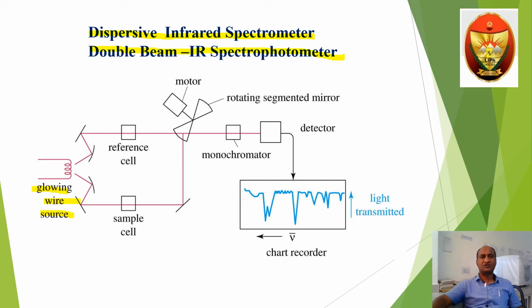Whenever we use the term dispersive infrared spectrometer, in that instrument there will be a monochromator like a prism or grating, that is converting the polychromatic light to monochromatic light. And as the word double beam is there, you have to remember that there are two compartments. One is for the reference cell, that is for the blank, and one is for the sample cell where we place our sample for which we need an IR spectrum.